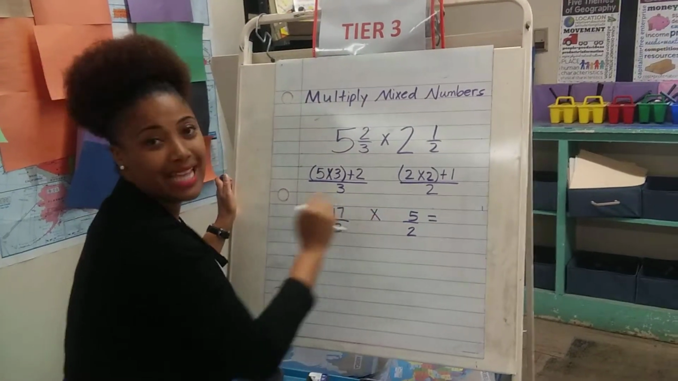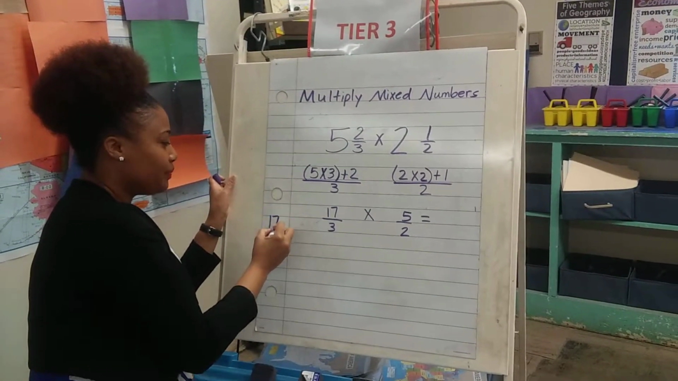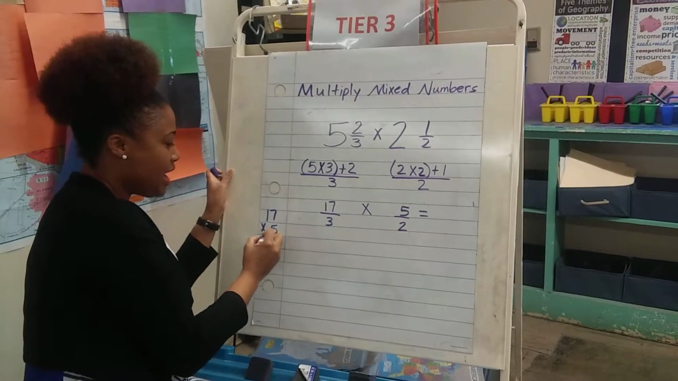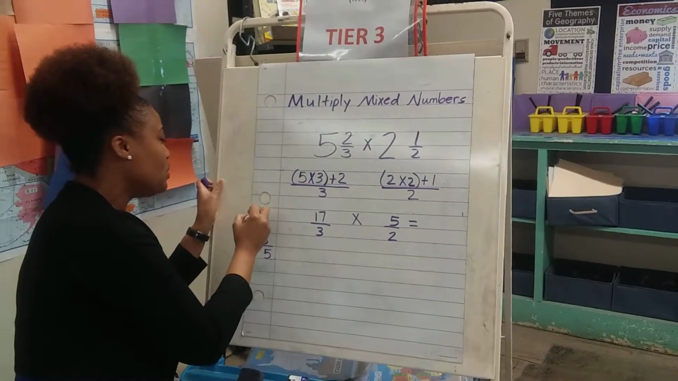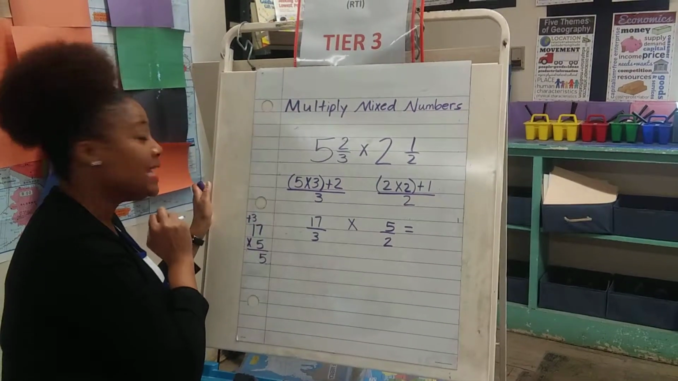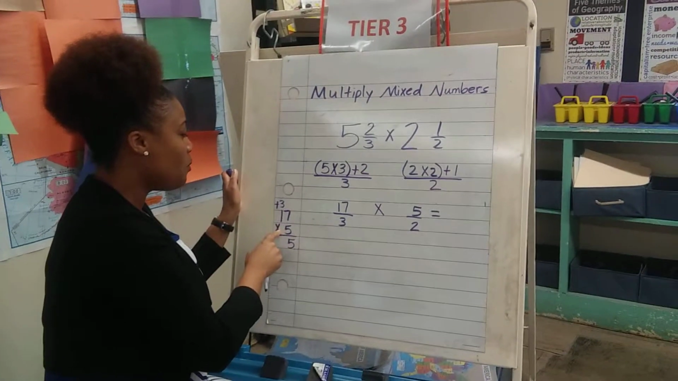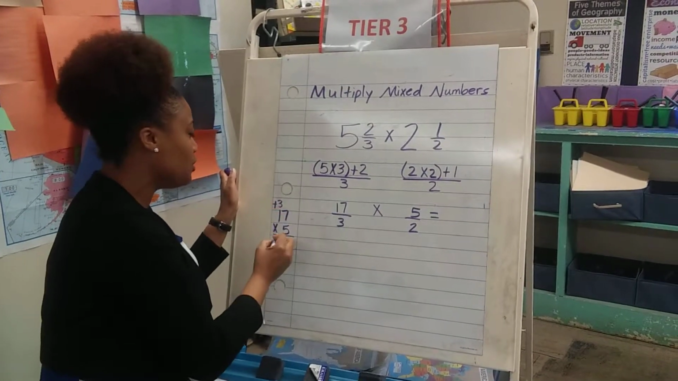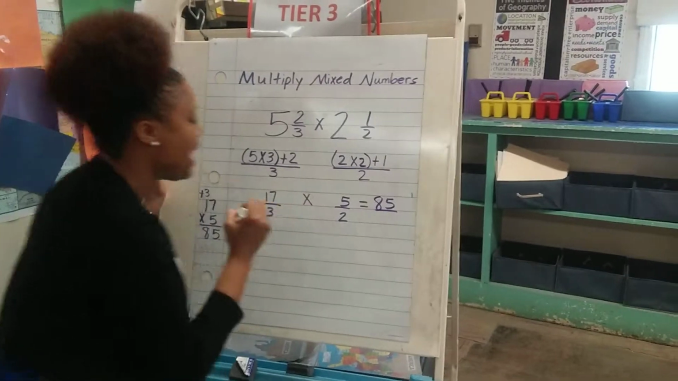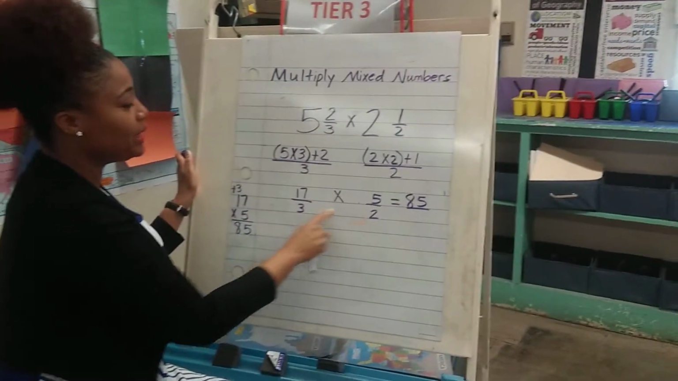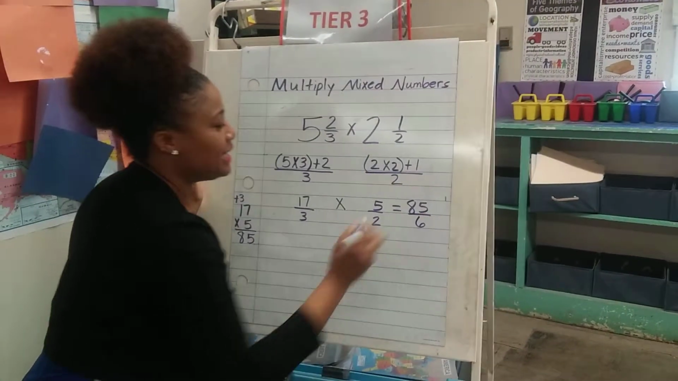So 17 times 5. Let's go to the side and do 17 times 5. Well, 7 times 5 is 35. We put our 5 in the ones place. We regroup our 3 in the tens place. 5 times 1 is 5. 5 plus 3 is 8. So our numerator equals 85. And our denominator, 3 times 2 is 6.